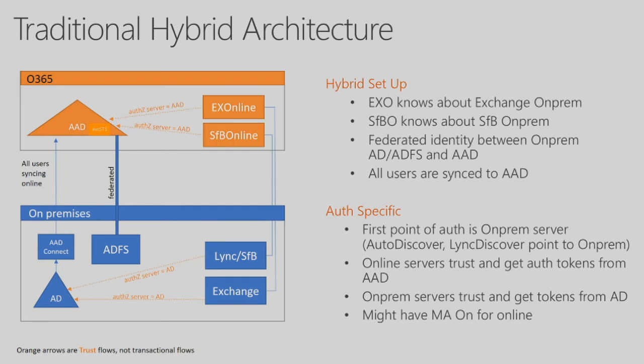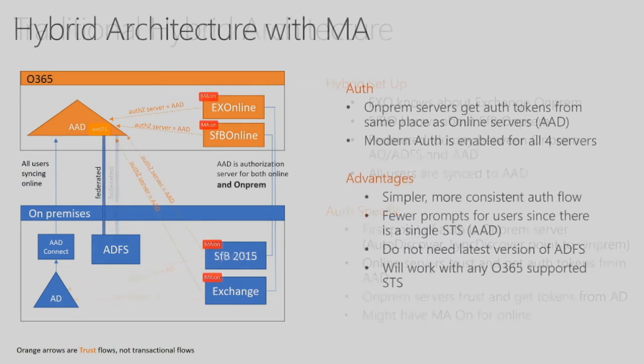So this is the traditional architecture. In order to turn on modern auth for on-prem, you have to move to this different architecture. And the difference between this one and what I just showed you is those two lines right there, okay? What we're doing in this new architecture is having the on-prem servers trust the online identity.